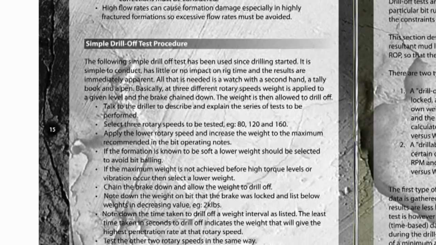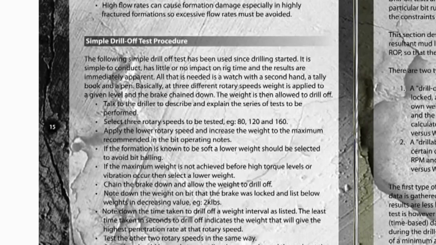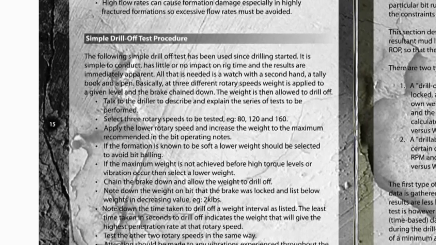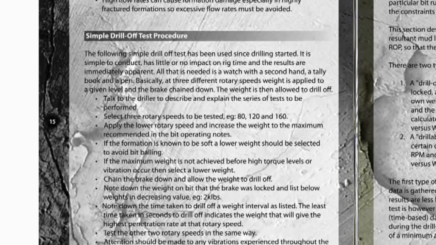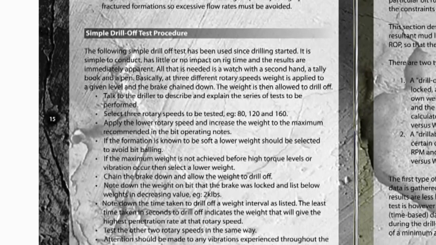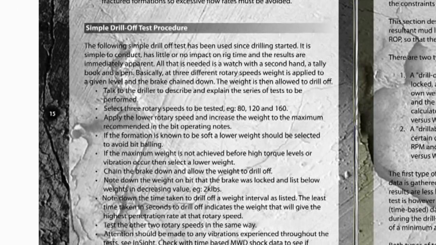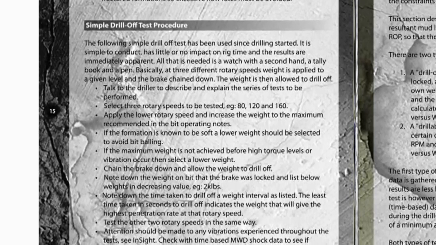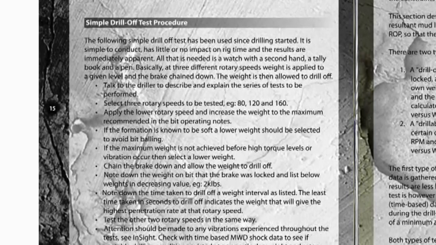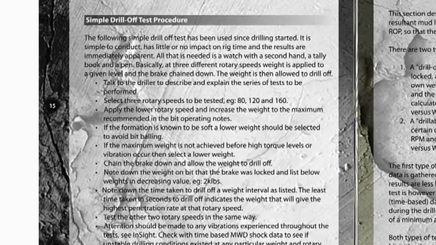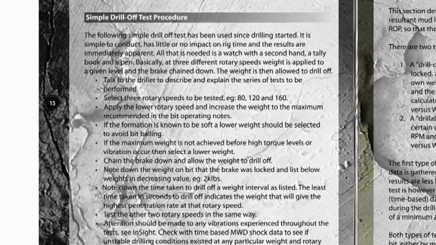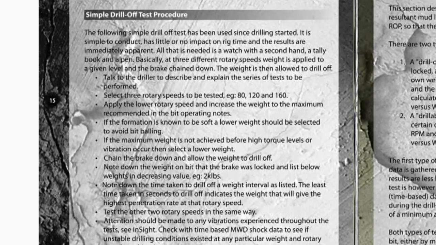Apply the lower rotary speed and increase the weight to the maximum recommended in the bit operating notes. If the formation is known to be soft, a lower weight should be selected to avoid bit balling. If the maximum weight is not achieved before high torque levels or vibration occur, then select a lower weight. Chain the brake down and allow the weight to drill off.